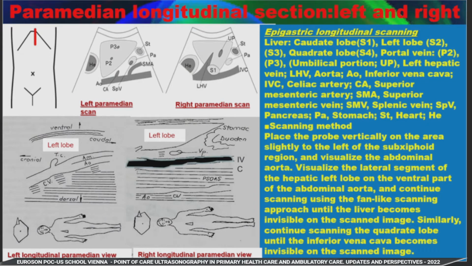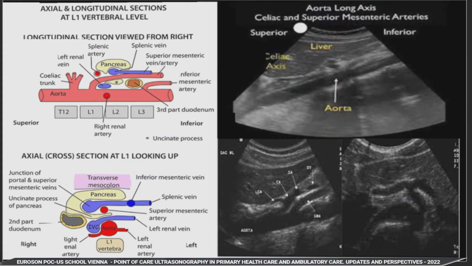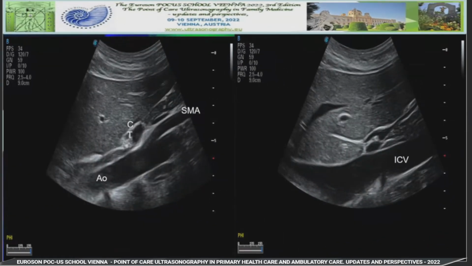And also this is the paramedian left image with the presence of the aorta and the superior mesenteric artery, and also the celiac trunk. This is the longitudinal section and also the transversal section of this. I try to be in a hurry because it's late now. This is the aorta with the superior mesenteric artery and the celiac trunk.